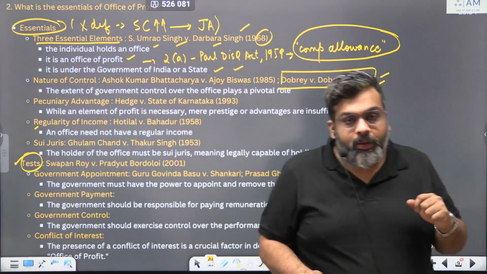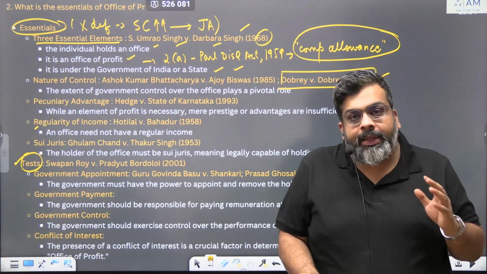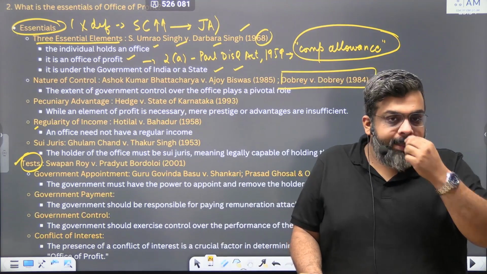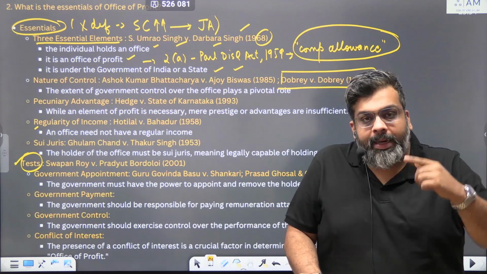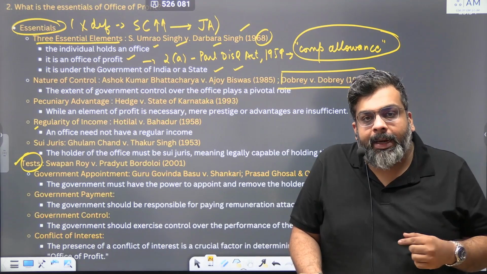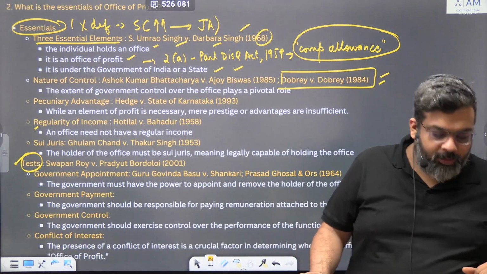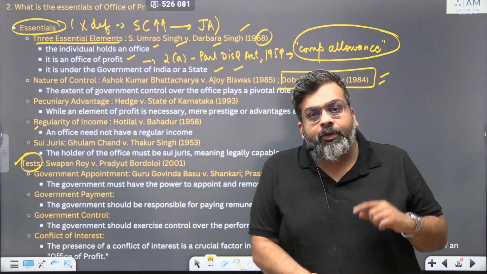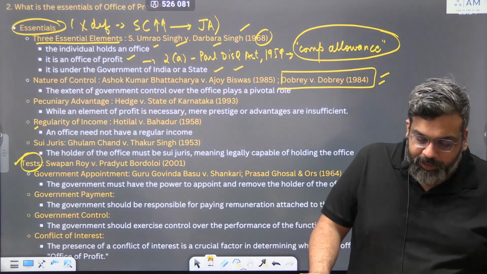Now, originally it was understood that the income has to be permanent and the income has to be recurring. But later the Supreme Court eventually understood that it might be a case that it might be a one-time award of a certain amount of money. And that itself could therefore be questionable on grounds of office of profit.